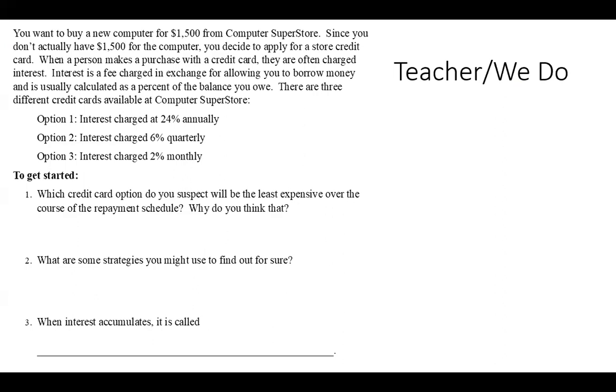Imagine you want to buy a computer, a really nice computer, but it's $1,500, right? You're like, ooh, I don't really have that kind of money. But the computer superstore says, it's all right. We have credit card options for you. And you can get the computer of your dreams just today, right now. So these are the options that the store offers. Option one, interest charged at 24% annually. Option two, interest charged at 6% quarterly. Option three, interest charged at 2% monthly.